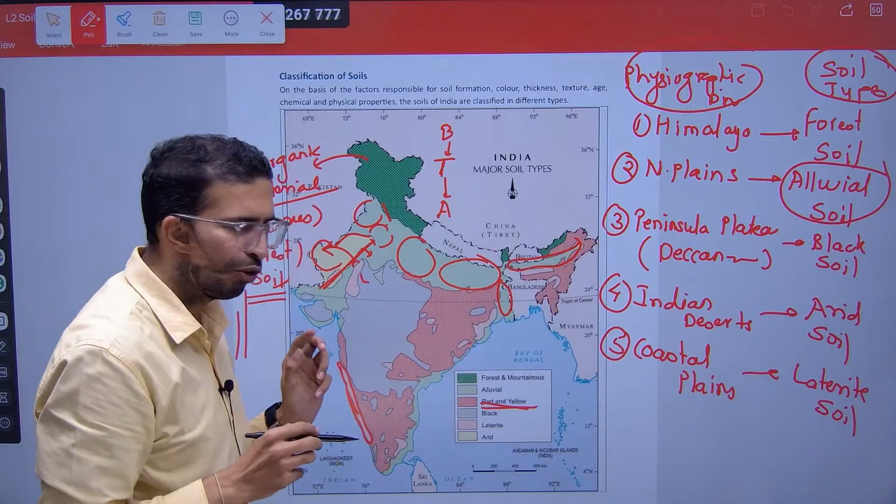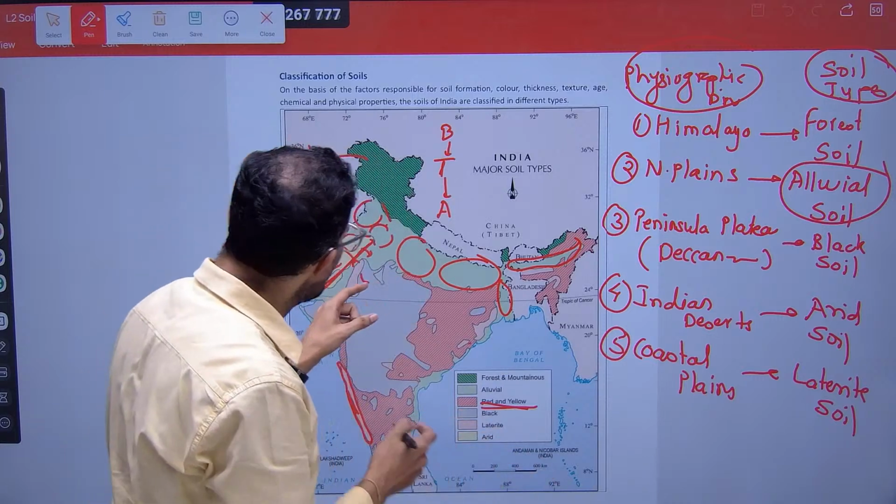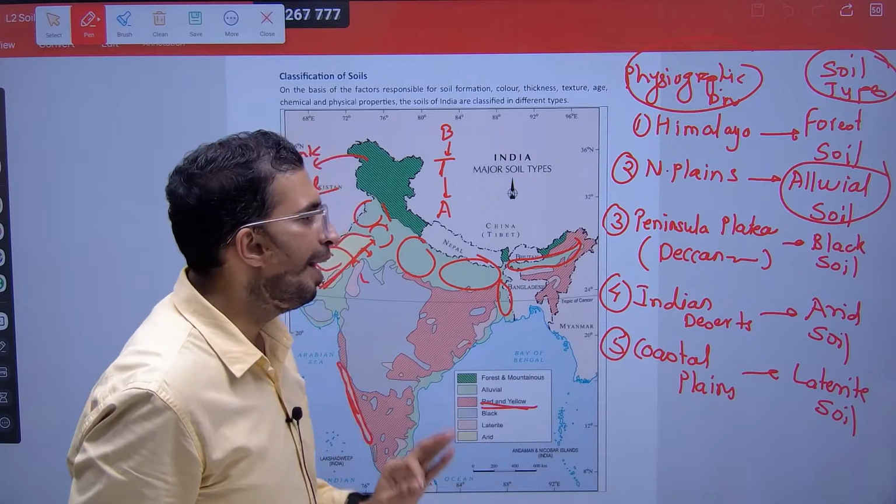So how can a question come? Alluvial soil is extruded or extended towards the parts of Rajasthan and Gujarat. True or false? Then don't sway away.